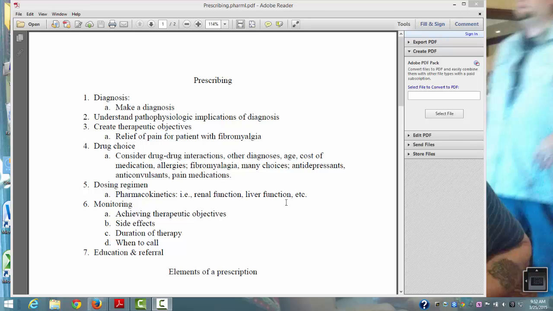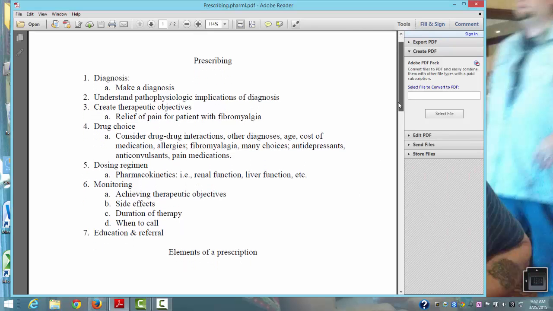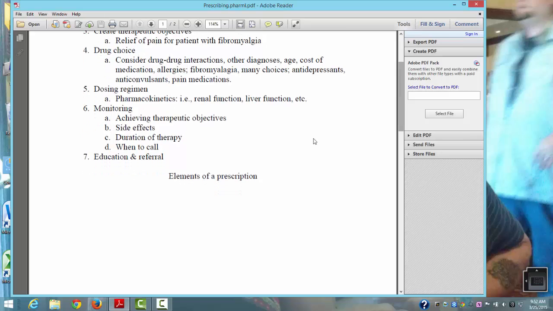Monitoring, are we achieving therapeutic objectives? Side effects, so they need to know what to expect in terms of side effects. Duration, how long? Is it going to be forever? Is it going to be a short course? What are we going to do? When to call and when to bring them back in.